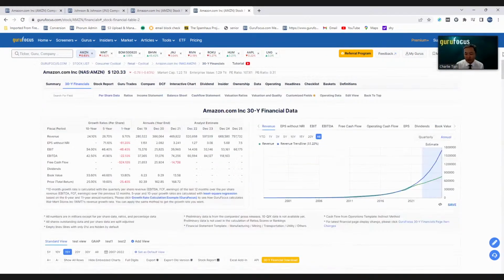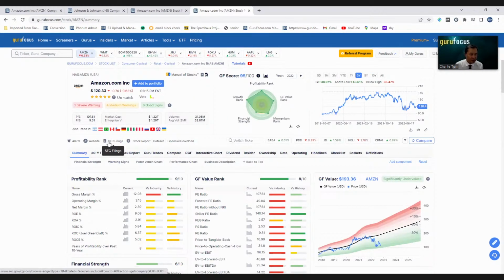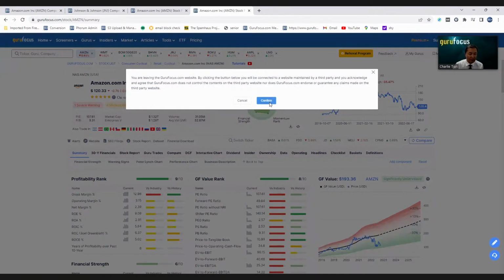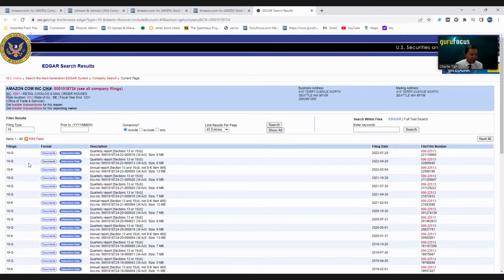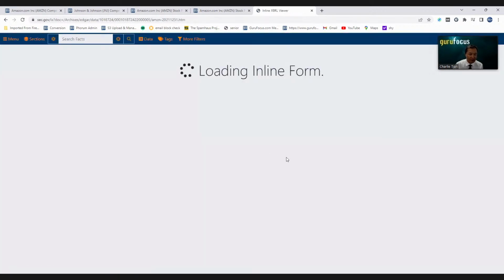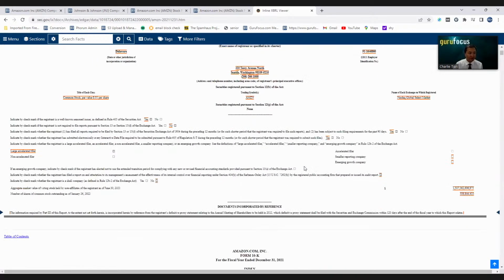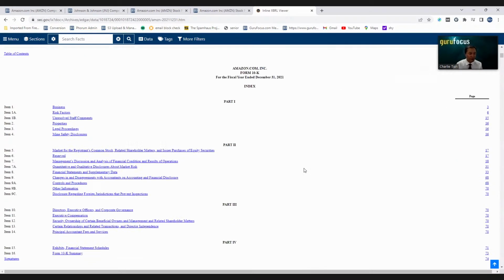By the way, if you want to check the annual report, it's actually very easy from GuruFocus. Here you can see there's an SEC filing link. Just click on that, and you'll go to the SEC website, and here the 10-K will be the annual report. If you click on that, it will load the Amazon annual report for you.